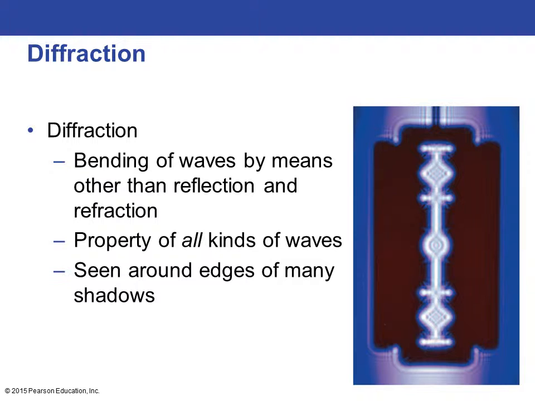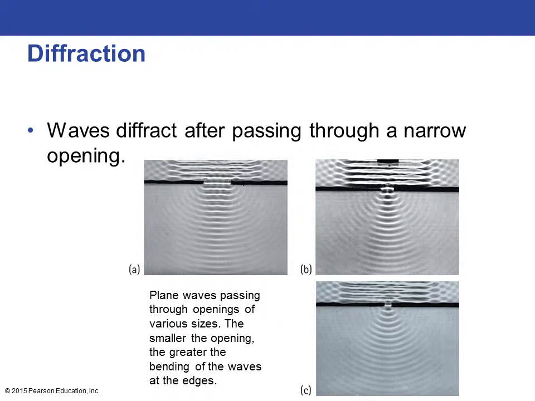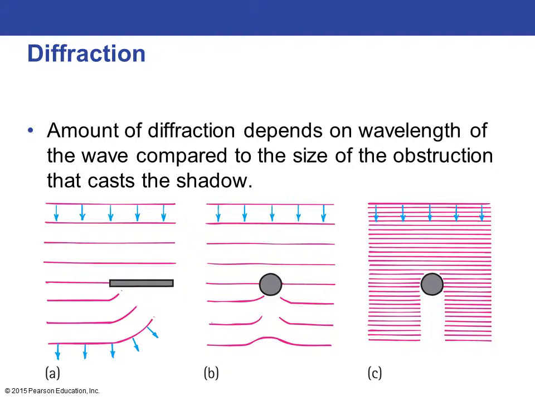And diffraction is a property of all kinds of waves, whether you're looking at sound or light, and it's seen around the edges of many different shadows. So as we've just seen with the Huygens principle, waves diffract after passing through a narrow opening. And as you saw in that picture, the narrower this opening becomes, the greater the bending of the waves. The amount of diffraction or bending depends on the wavelength of the wave compared to the size of the obstruction that is essentially casting a shadow.